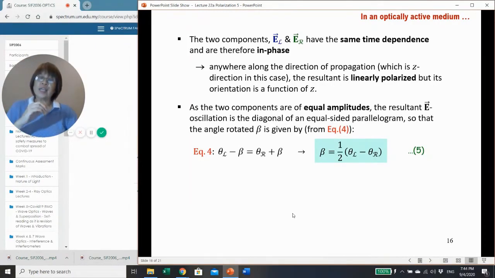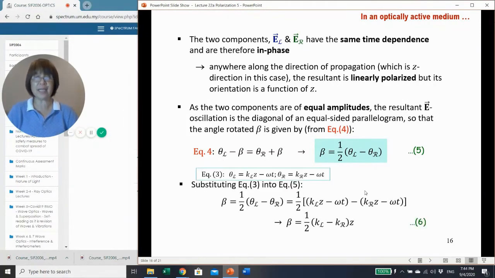So as the two components are of equal amplitude, the resultant E oscillation is actually the diagonal of an equal-sided parallelogram, so that the angle rotated, from equation 4 that we saw just now, will give you beta. Bring over here, 2 beta equals theta L minus theta R. So beta is equal to half theta L minus theta R.